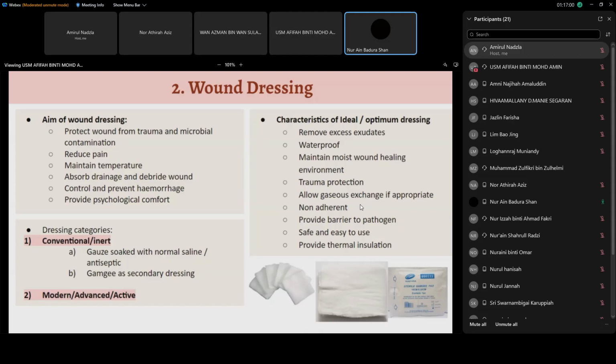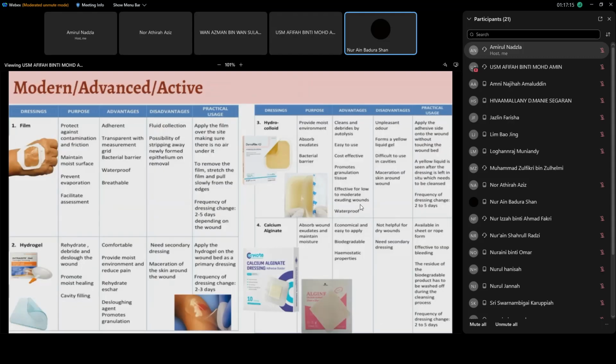So wound dressings can be categorized into conventional and modern, or advanced or active, dressings. For the conventional, we have gauze that is soaked with normal saline or antiseptic, and secondly is the gamgee as a secondary dressing. For the modern, we have a variety of choices.